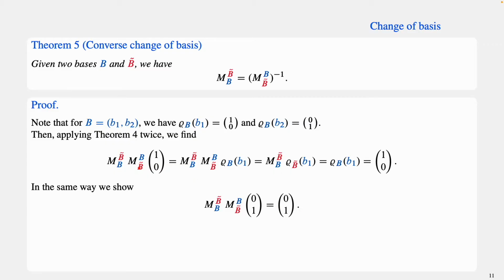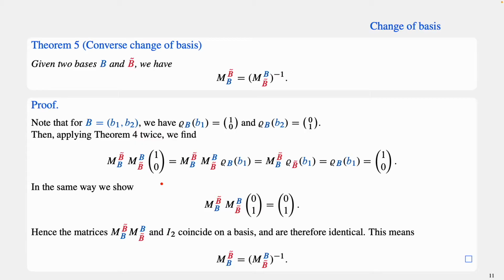But what this means is we have shown that the product of these two matrices on the basis 1, 0 and 0, 1 does the same as the identity matrix does. So this matrix product and the identity matrix, recall that's the one that has just the entries 1 on the diagonal and 0 otherwise, coincide on a basis and therefore they are identical. Recall we have shown that linear maps that coincide on a basis must be identical, and of course that means matrices that coincide when you multiply them with basis vectors must also be identical. And because this and this are identical, it means that this matrix here is the inverse of that one. And that's what we wanted to prove. M B tilde B is the inverse matrix of M B B tilde.